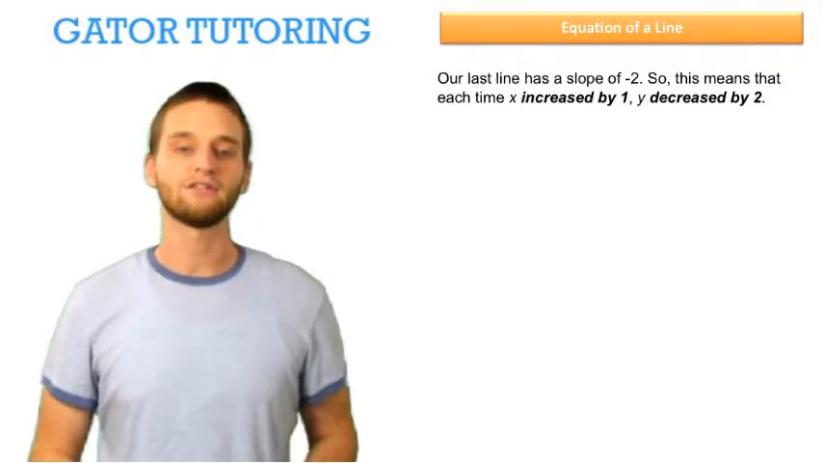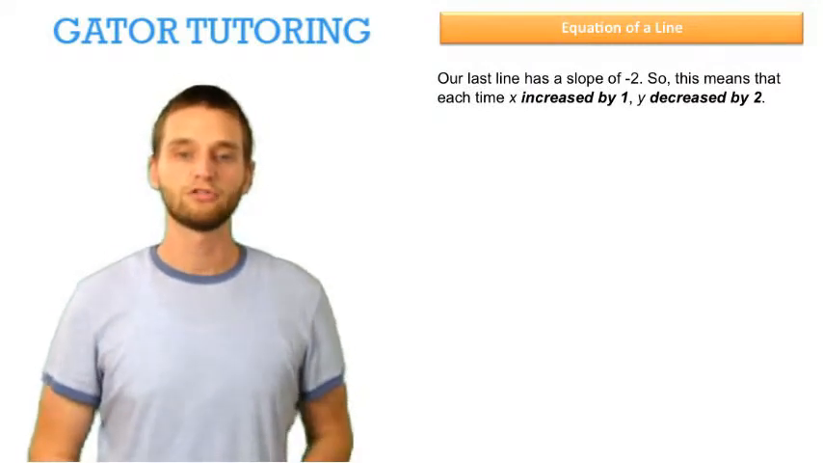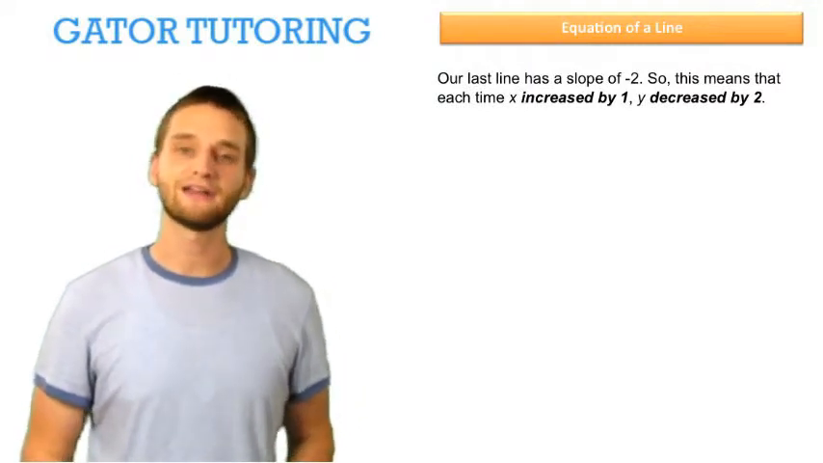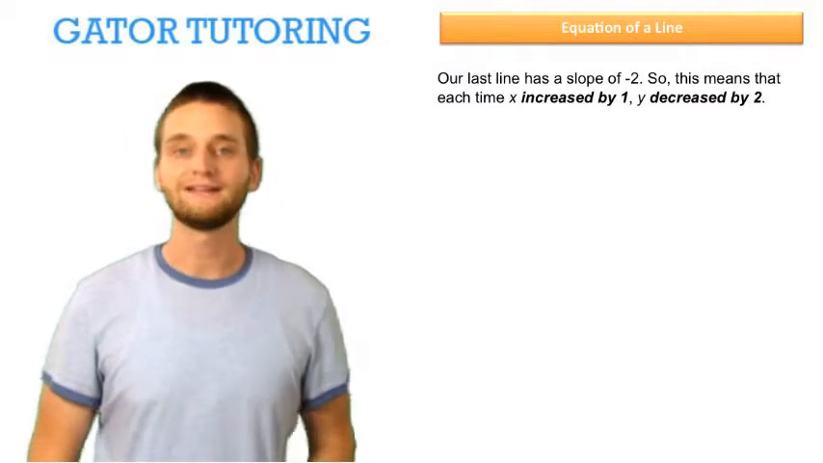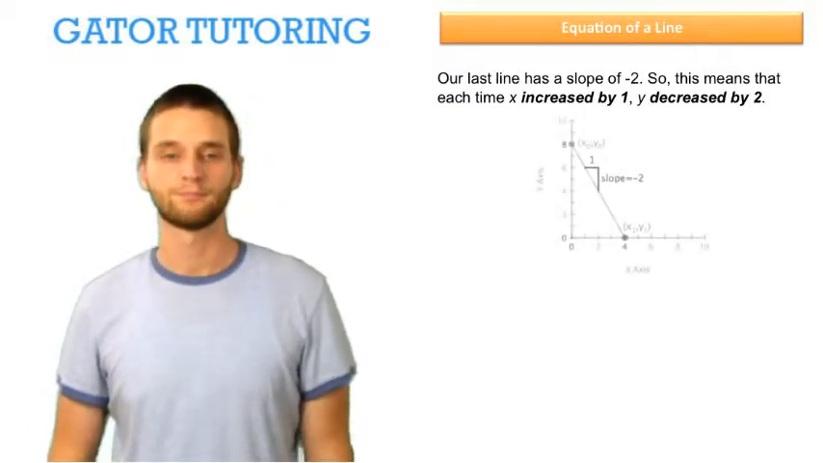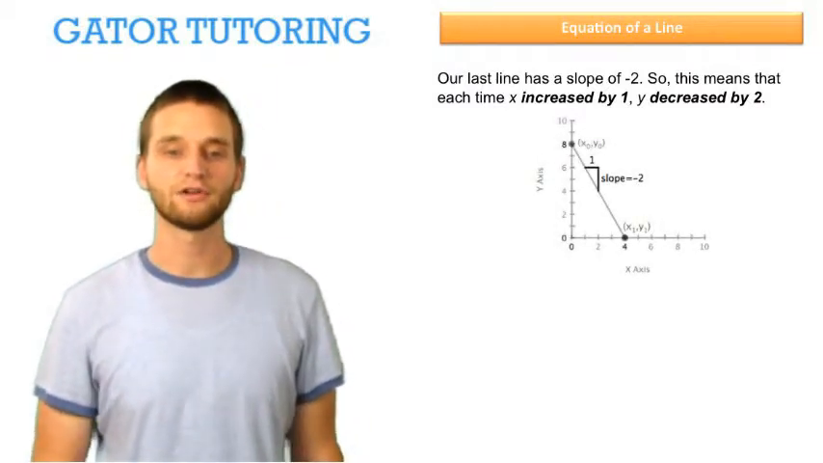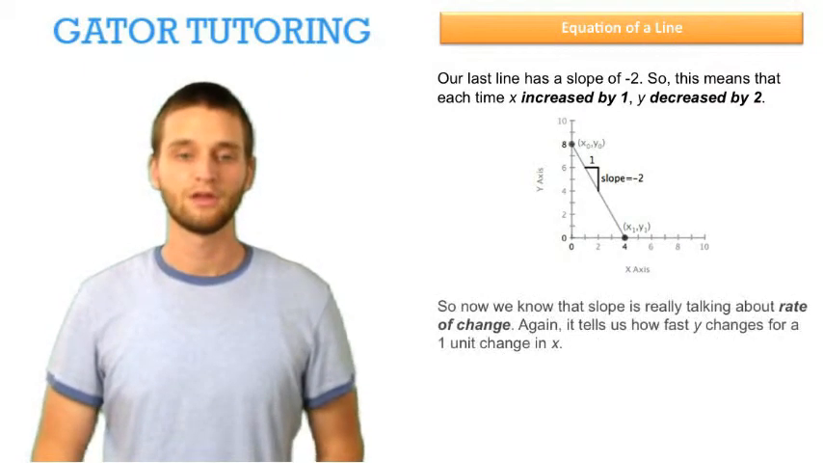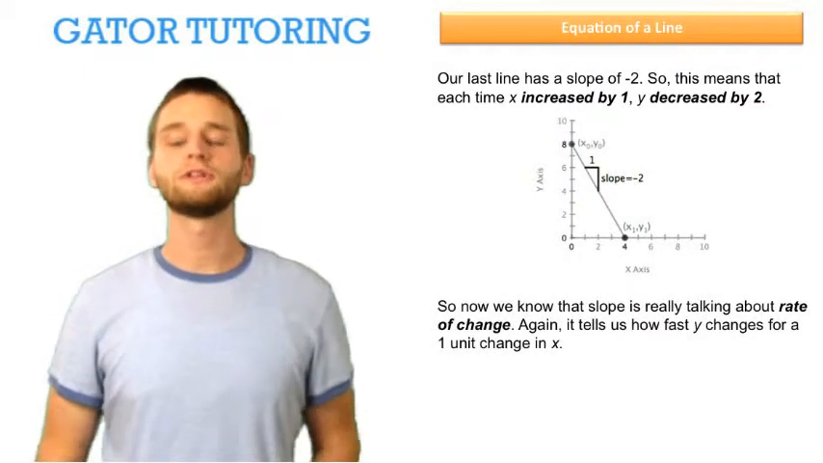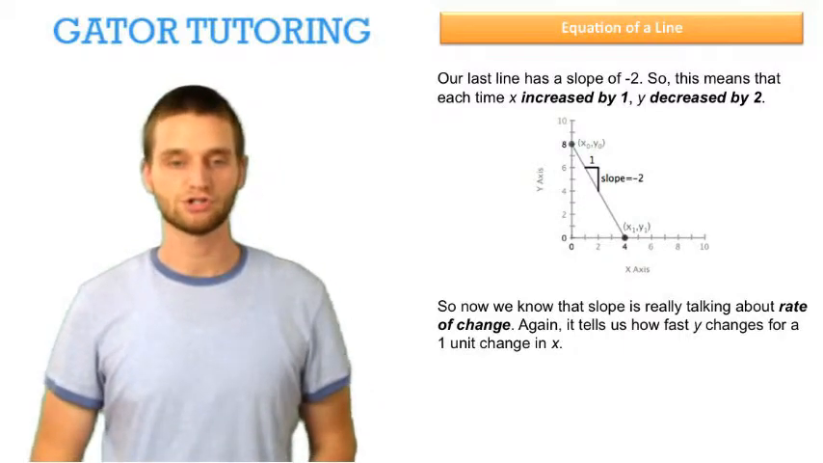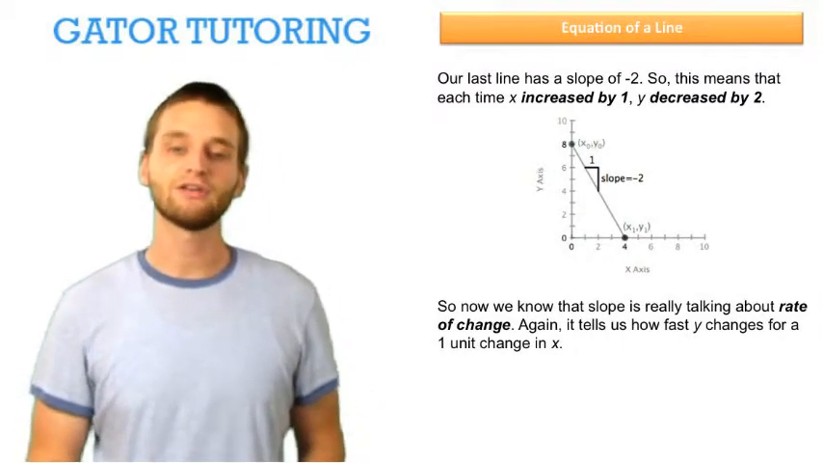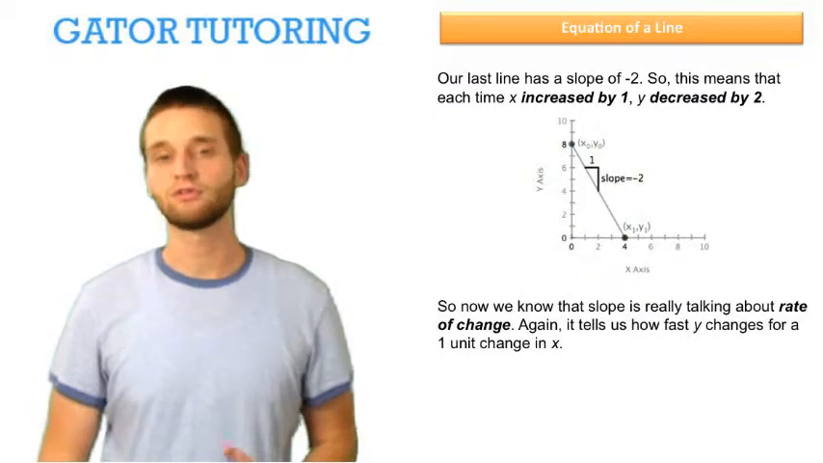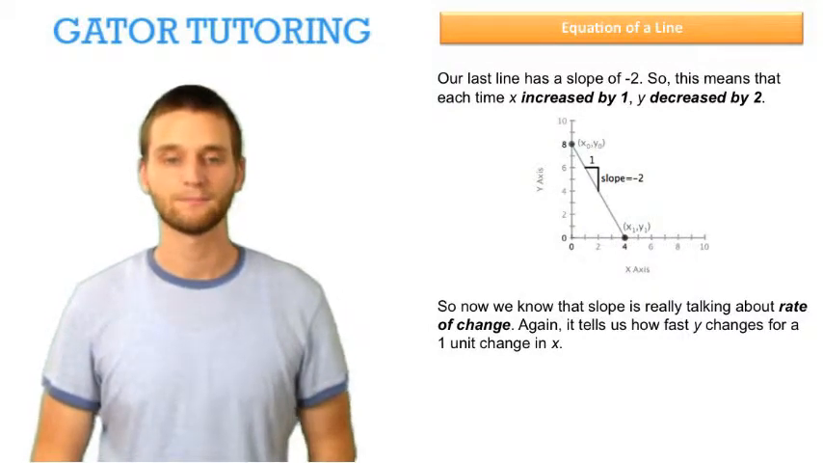Our last line had a slope of minus 2. So this means that each time x increased by 1, y decreased by 2. And we can see that here on the graph. That's what the slope tells us. So now we know that the slope is really talking about a rate of change. Again, it tells us how fast y changes for a 1 unit change in x.